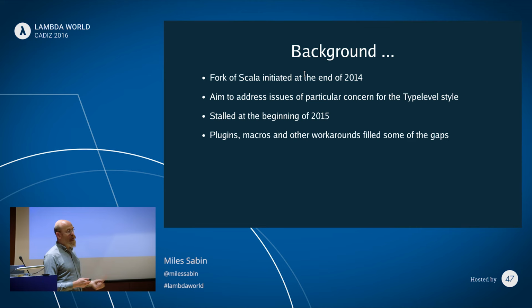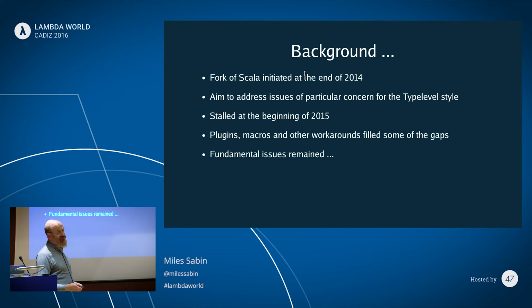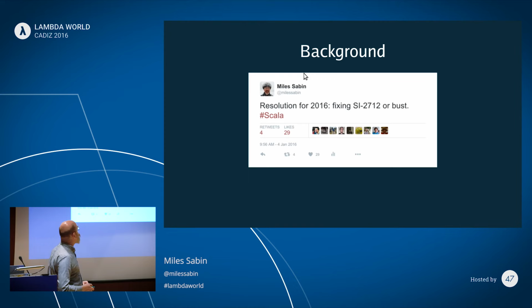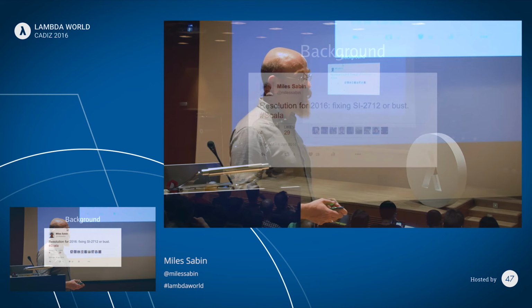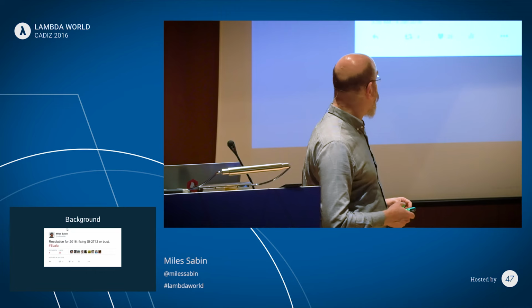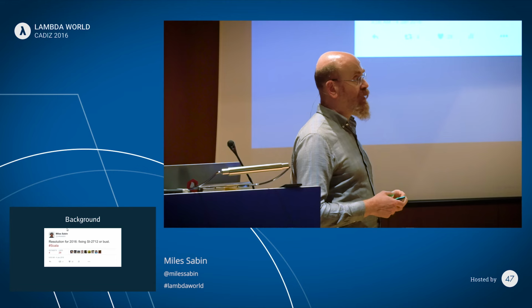These basically paper over some of the cracks, and they make some of the more painful experiences of trying to program in the type-level style less painful. But they didn't really fix all the problems, and there still are issues. In particular, things like SI2712. I will come back later and explain exactly what this is. But in summary, it's a failure of type inference in Scala's type checker, which is particularly difficult to deal with for people who are working with higher-kinded types in Scala.